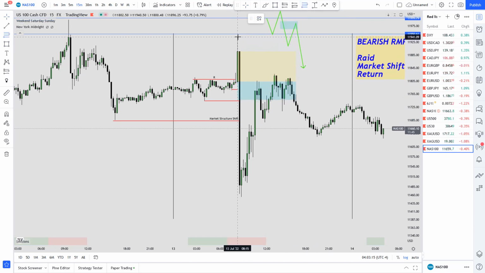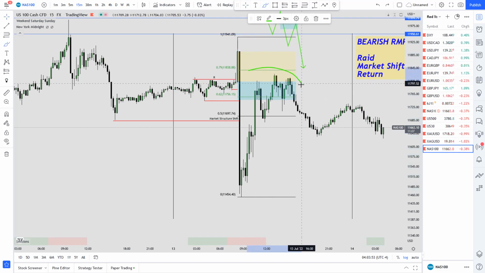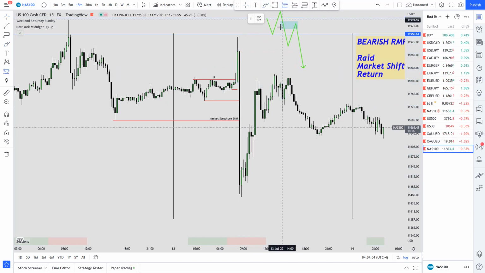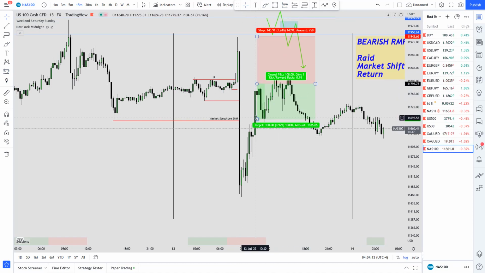Finally, we can use a fib from the top of the raid to the bottom of the shift, and we extend that out. Anywhere above this 50% level will be considered a premium in price, and we can also short within there. If we find a commonality between all three entry techniques, somewhere within this area would be a fair price to short. Let's say you placed a short here as soon as that gap completely filled. We'd have our stop at the raid high and we'd have objectives below.